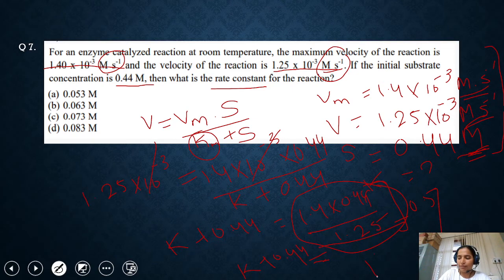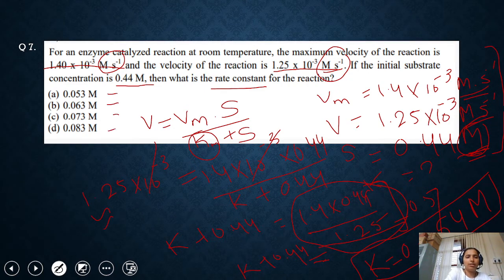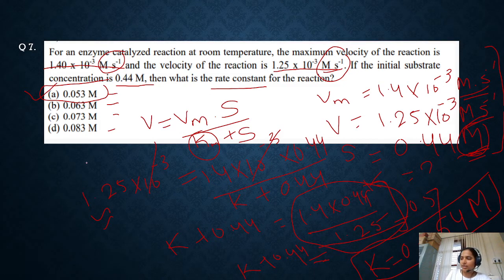This value of K finally will come around 0.054 molar, because here the substrate concentration is in molar, so it will also come in molar. 0.052, yeah, it's fine, because it will round up. In the options, there is only one option, that is 0.053. So the answer to this question is A.